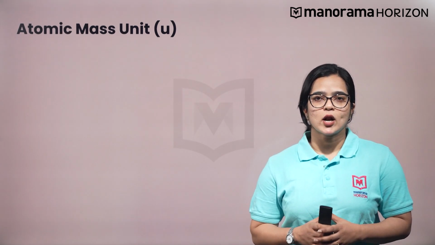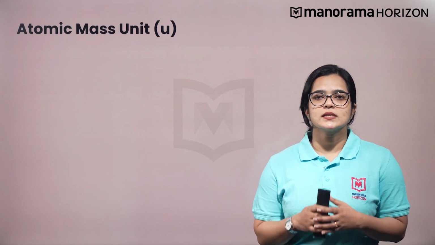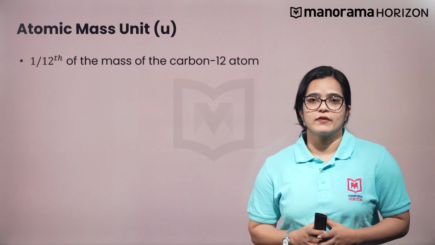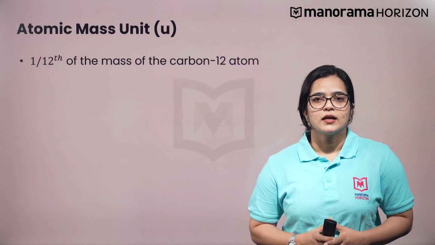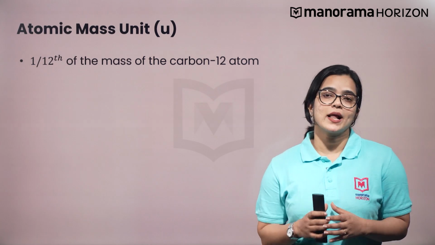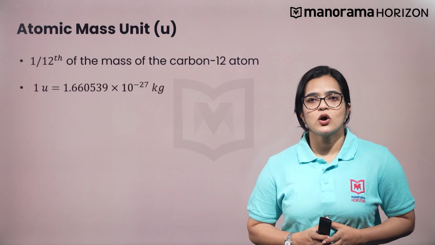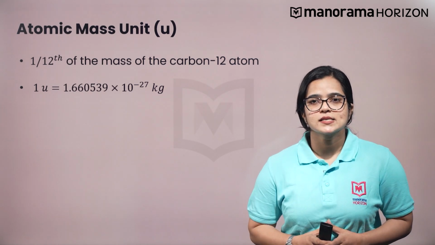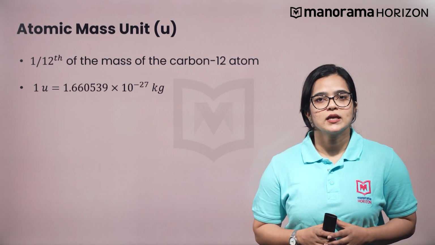Since we cannot directly calculate the mass of an atom, we calculate it in comparison to the mass of a carbon atom. We consider carbon-12, one of the isotopes of carbon, as the standard. Therefore, one atomic mass unit is defined as 1/12 of the mass of a carbon-12 atom. Expressing it in kilogram, 1 u is equal to 1.660539 times 10 to the power minus 27 kilogram.